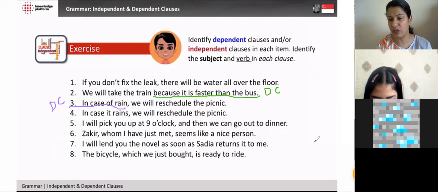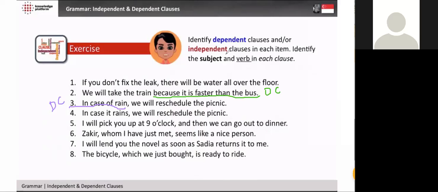Next, I have Rumesh. Would you like to attempt the next one? Number 4. In case it rains, we will reschedule the picnic. Ma'am, it's the same. I think it is the same. ठीक है ना, ये भी बिल्कुल वही चीज है, सिर्फ वर्ड्स का डिफरेंस है. ये भी डिपेंडेंट क्लॉज है.